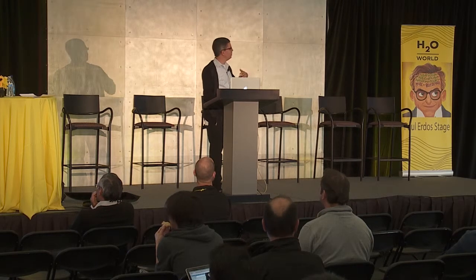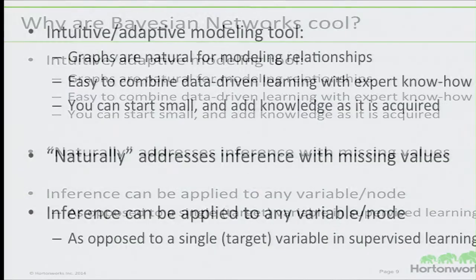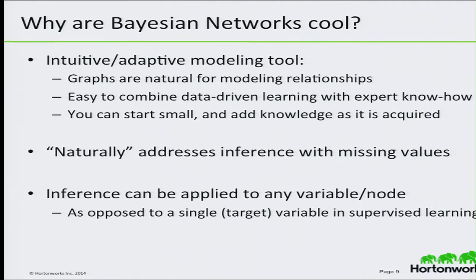Anyway, so let me talk about why I think Bayesian networks are cool. There are 3 reasons I want to talk about. One is it's a very intuitive tool for modeling real-world problems. Because you think about nodes, what you care about, what you don't care about, and how you put the arrows to generate a graph. So it's a very natural tool to model.